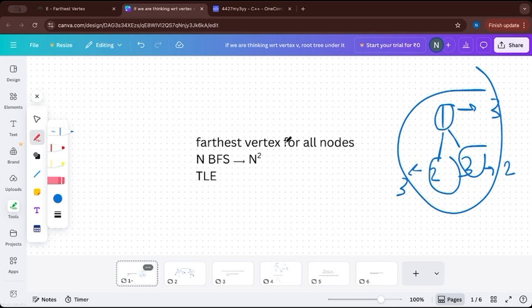Now the first thing is we can do N BFS, 1 BFS for every node, to find the largest node with largest distance, but that will be O of n squared and that will give TLE. So how to find the answer in O of n?